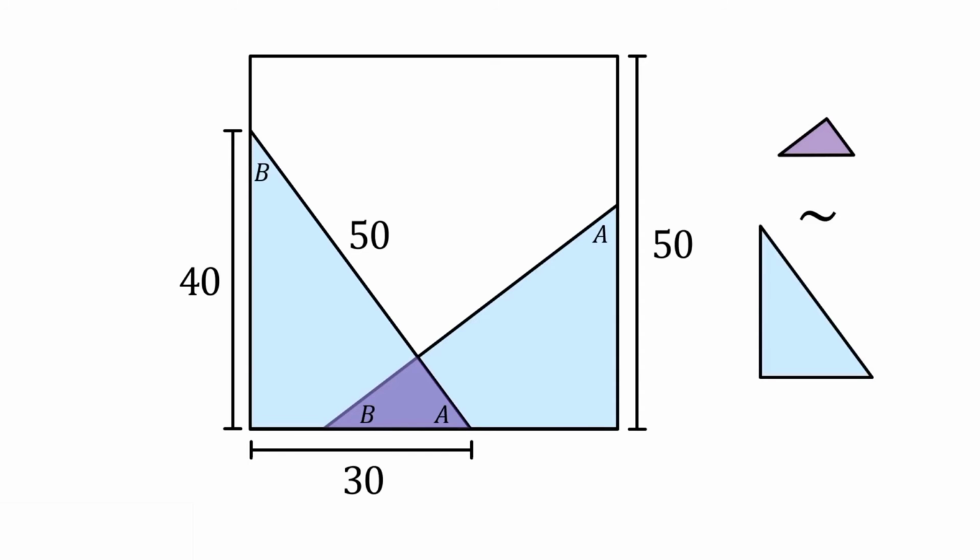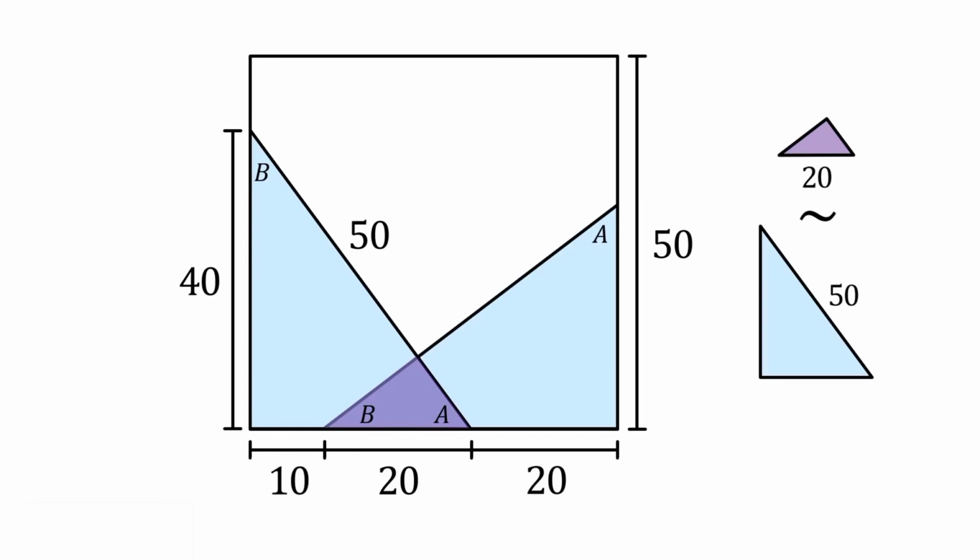Furthermore, we can figure out the length of its hypotenuse. Now this distance here will be equal to 50 minus 30, which is equal to 20. Then the longer leg of this right triangle is equal to 40, so this distance, which is the hypotenuse of the purple triangle, is also equal to 20. Then the remaining length here will be equal to 10.